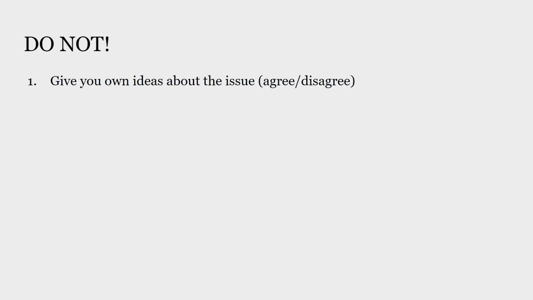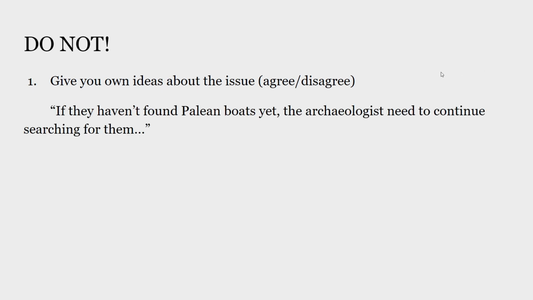You don't want to agree or disagree. So you've got to switch gears from the issue task where you were being asked to do this. So what does this look like? Well, given this prompt, you wouldn't want to write something like this: if they haven't found Palaean boats yet, the archaeologists need to continue searching for them. So here, you're telling the author what needs to be done. You're suggesting that this is the course of action, and you don't want to do that.